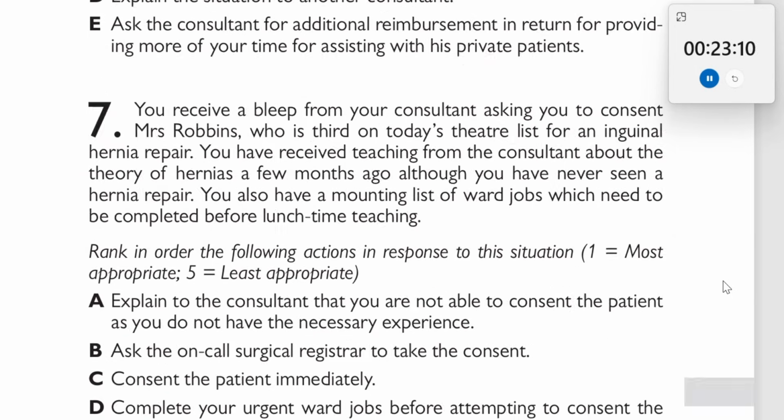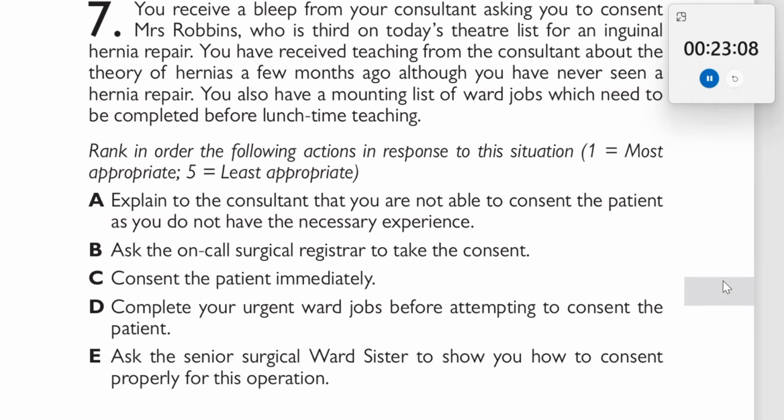Okay, moving to 37. You receive a bleep from your consultant asking you to consent Mrs. Robbins, who is third on today's theatre list for an inguinal hernia repair. You have received teaching from the consultant about the theory of hernias a few months ago. Although you have never seen a hernia repair, you also have a mounting list of ward jobs which need to be completed before lunchtime teaching. So read the options and rank accordingly.